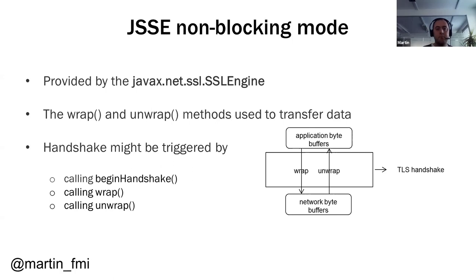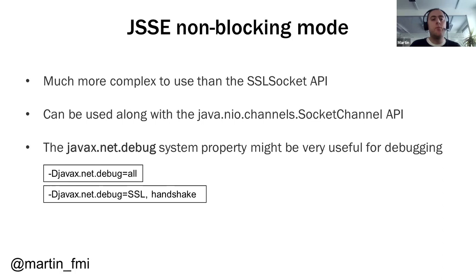As I said, the SSL non-blocking mode of operation is way more complex to use in the SSL socket API. It can be used along with another API called the socket channel API. And if you want to get information on how the TLS handshake process is established or how secure messages are exchanged in TLS communication, you can use the javax.net.debug system property by specifying specific settings.